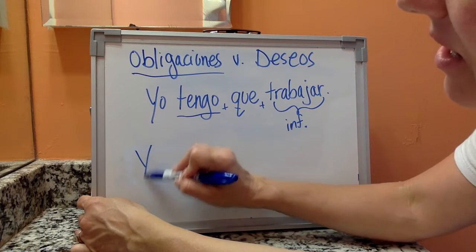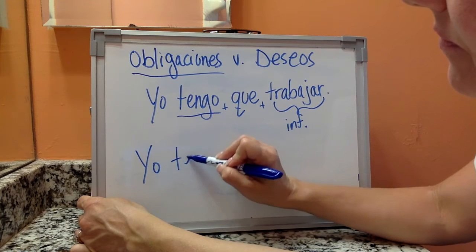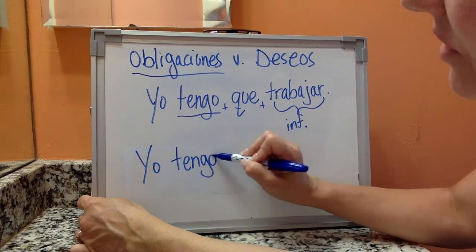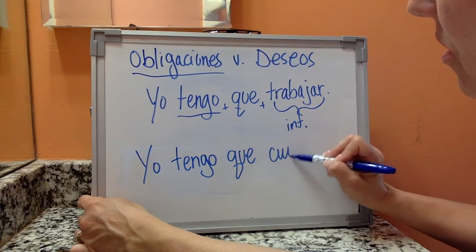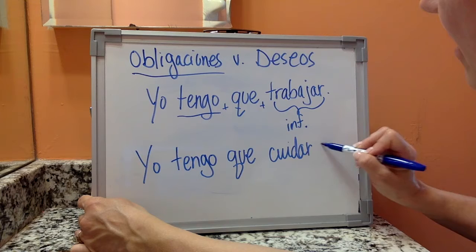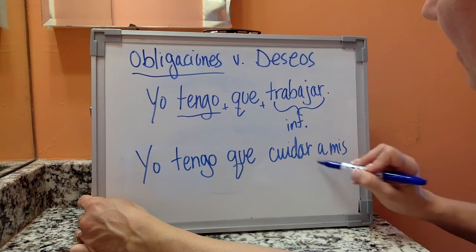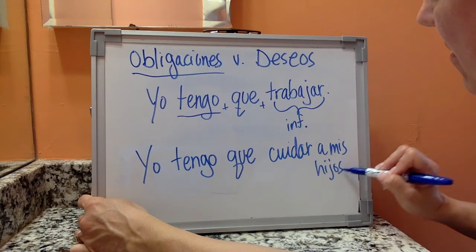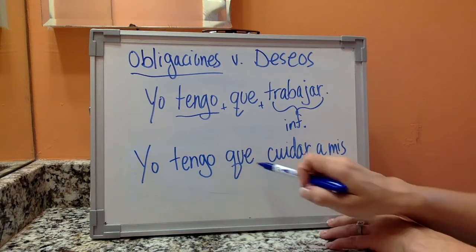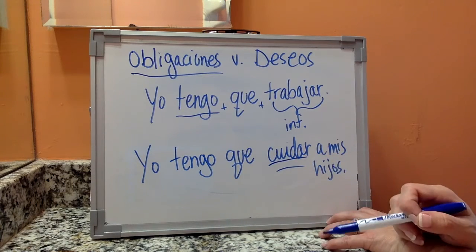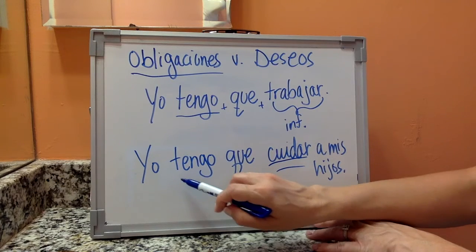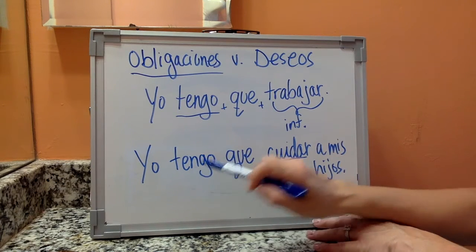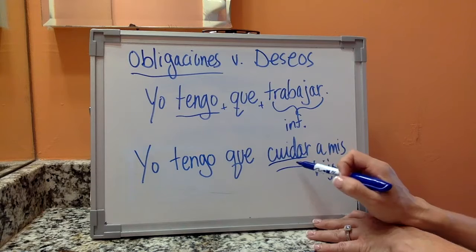So I would say yo tengo que cuidar a mis hijos. Okay, I have to take care of or to care for my kids. So you have your conjugated form of the verb tener plus que plus cuidar.